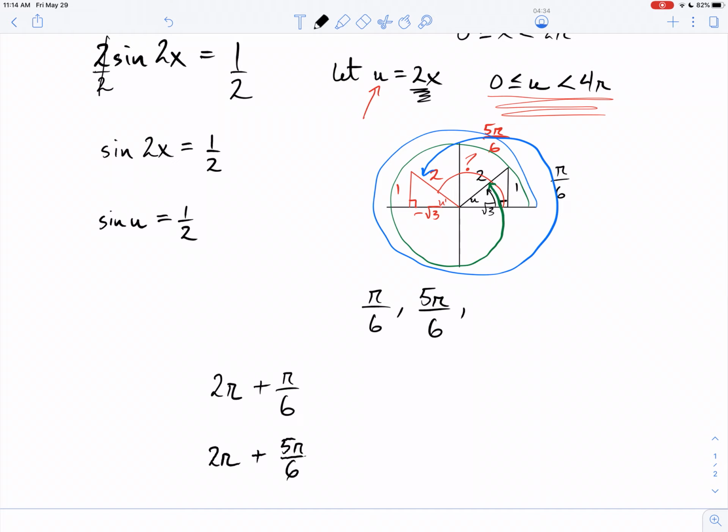So what is 2 pi plus pi over 6? Well, you can get common denominators or use your calculator and do 2 plus 1/6 if you want. That's 13 pi 6ths. Then 2 pi, well, that's 12 pi 6 plus 5. That'd be 17 pi 6ths if I add this stuff up.